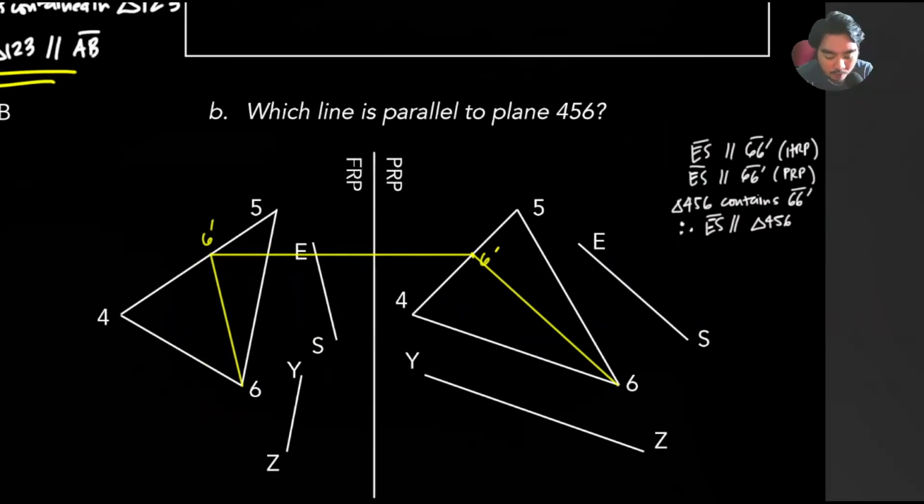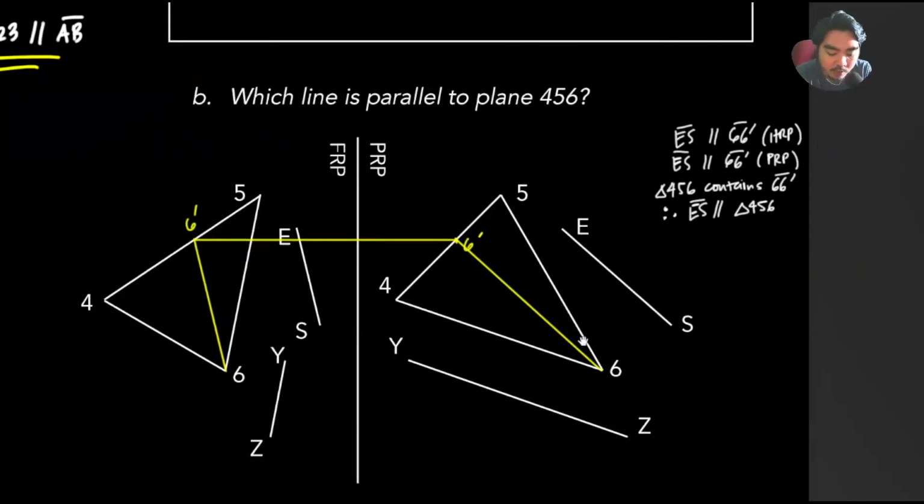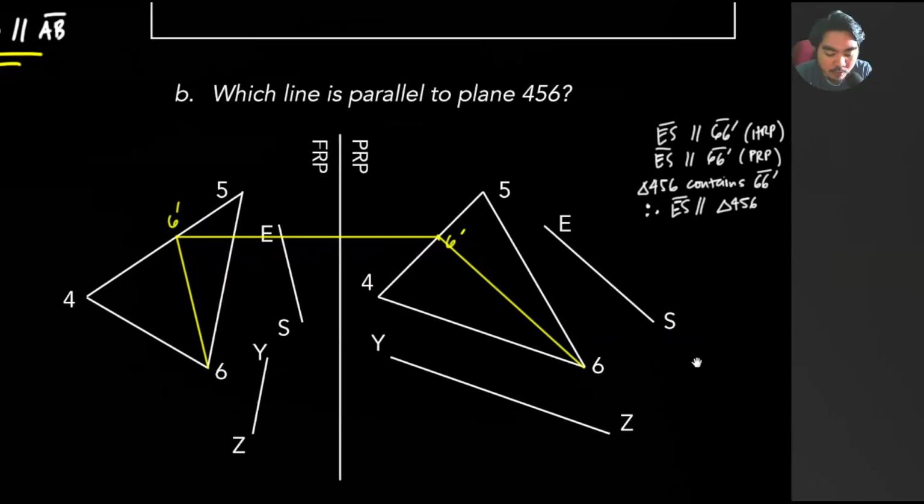Now let's look at YZ naman. So YZ, we can again create infinite lines. Pwedeng ganyan, ganyan, o ganyan. Pero dito, in this particular case, YZ is parallel to 5, 6. Tama? Pero in this view right here, sa PRP view, 5, 6 is not parallel to YZ. Therefore, ang proof natin dito, we can say na YZ is parallel to 5, 6 in FRP. Pero YZ is not parallel to 5, 6 in PRP. Therefore, automatic YZ is not parallel to 4, 5, 6.